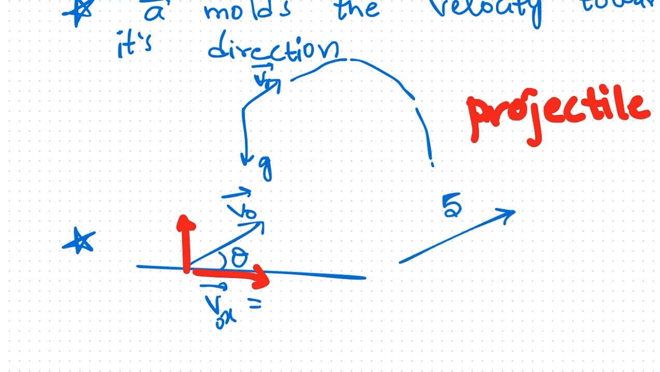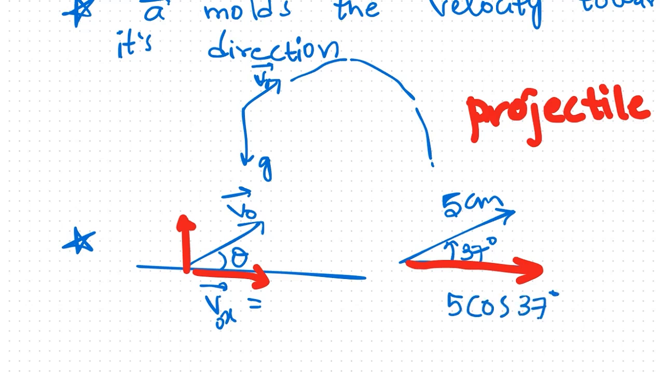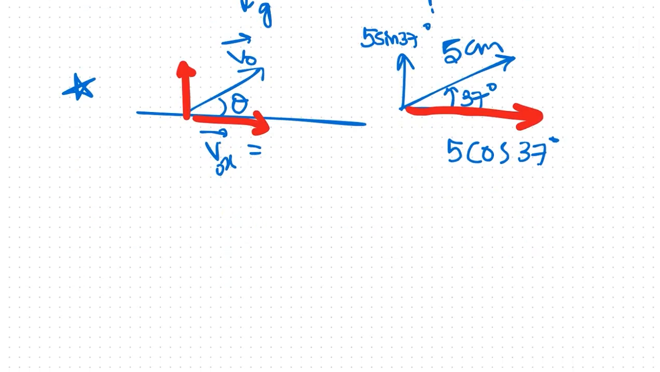Let's say this vector has 5 centimeter length. Let's say the angle is 37 degrees. Onto which direction are you projecting the component? Let's say you are talking about this, the component length will be 5 cos theta, and the vertical component will be, can you guess? 5 sine theta. So it doesn't stop at x and y.